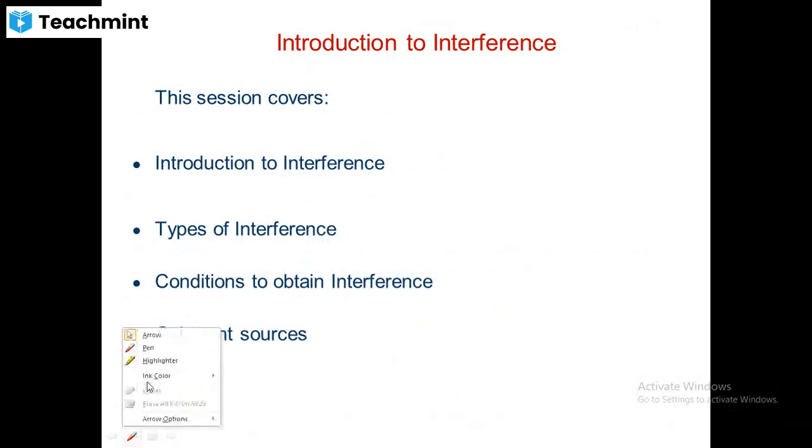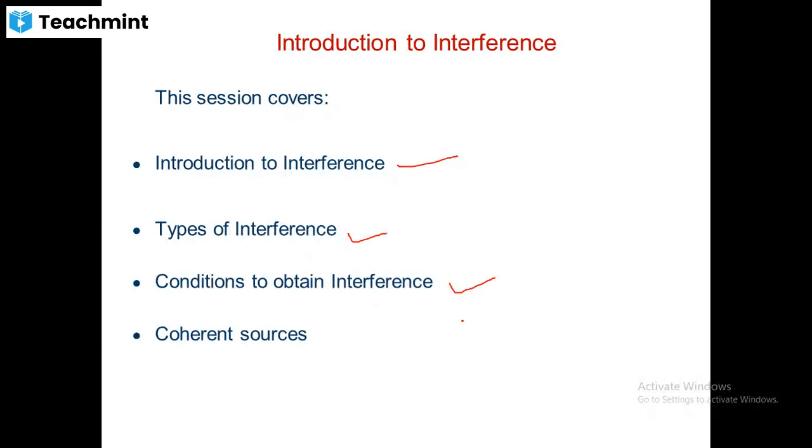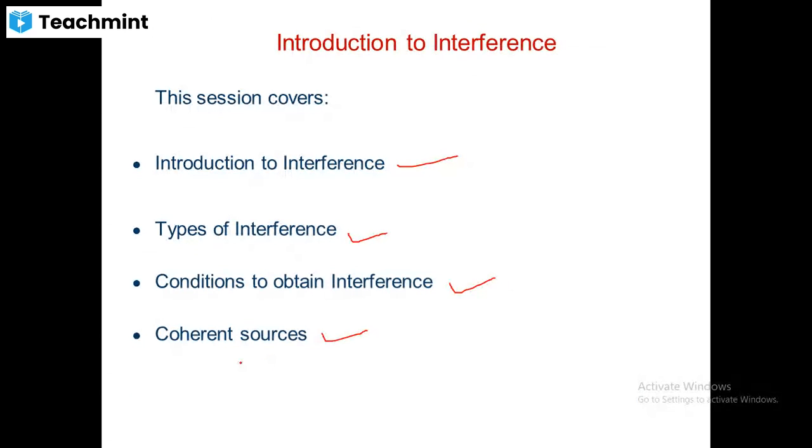So here we will be discussing the introduction to interference, what exactly interference is all about, and the types of interference. We will discuss the conditions required to obtain interference, and finally we will talk about what are called coherent sources. There are coherent sources which are very much essential for interference. We will discuss what these coherent sources are, right?